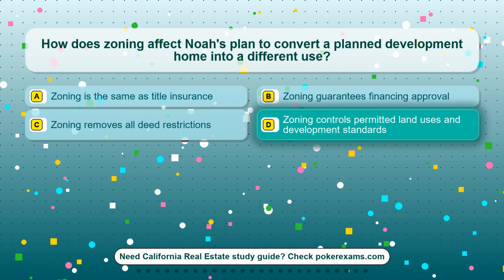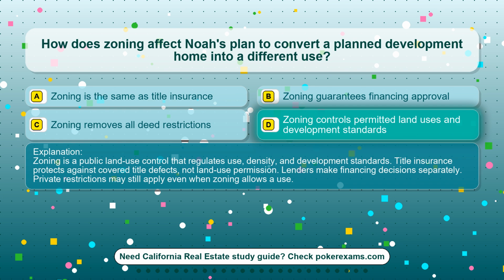The correct answer is option D. Zoning controls permitted land uses and development standards. Zoning is a public land-use control that regulates use, density, and development standards. Title insurance protects against covered title defects, not land-use permission. Lenders make financing decisions separately. Private restrictions may still apply even when zoning allows a use.